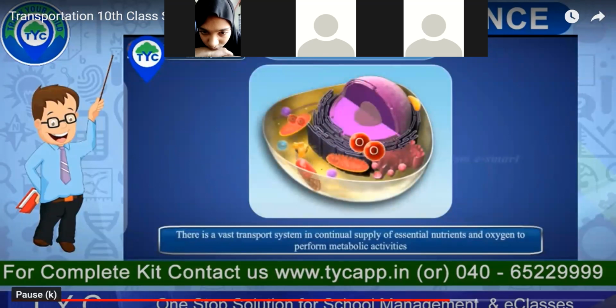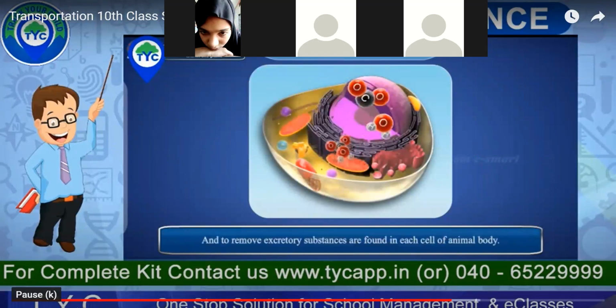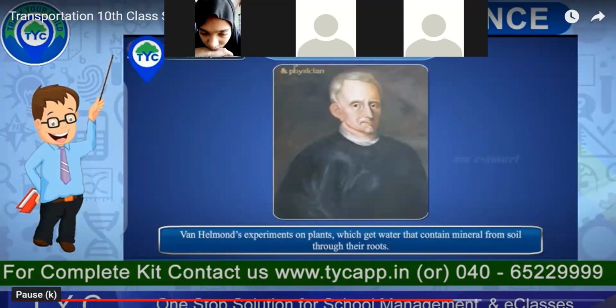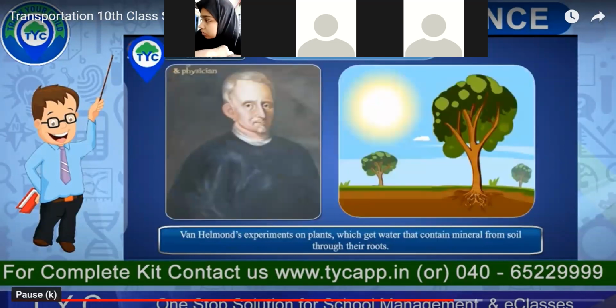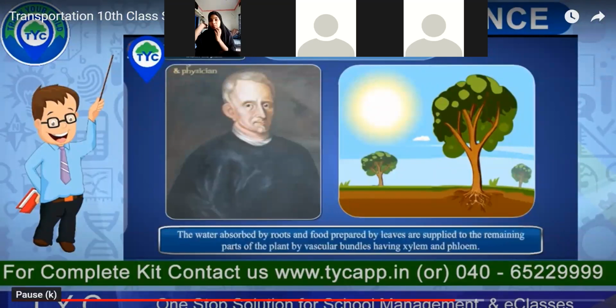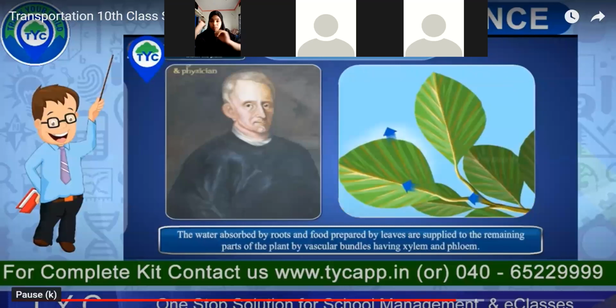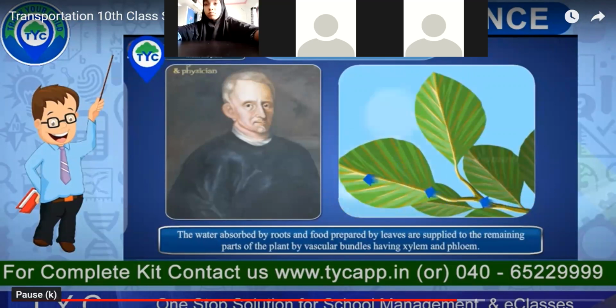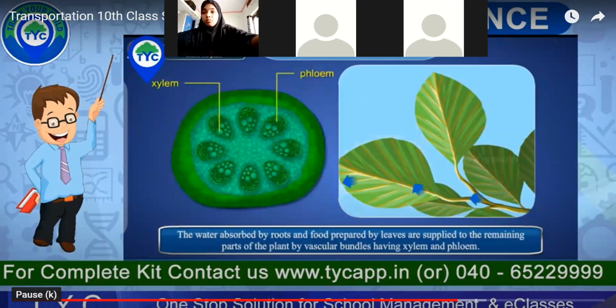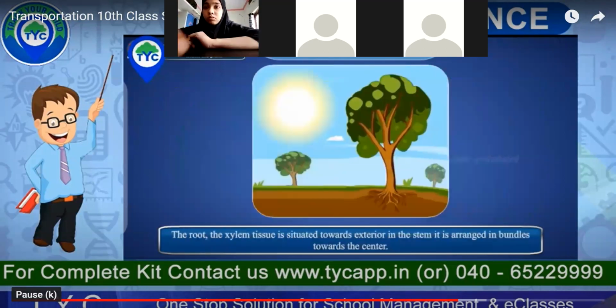Let us see. There is a vast transport system for the continual supply of essential nutrients and oxygen to perform metabolic activities, and to remove excretory substances. Each cell in an animal body is responsible for this; every cell has to do that. Van Helmont's experiments, which we have seen earlier in plants, showed how water is absorbed from the roots and food is prepared in the leaves, and then supplied to all parts of the body through vascular tissues, that is xylem and phloem, which we have already read.